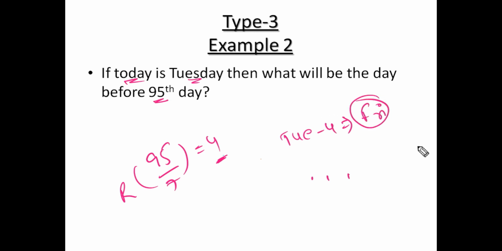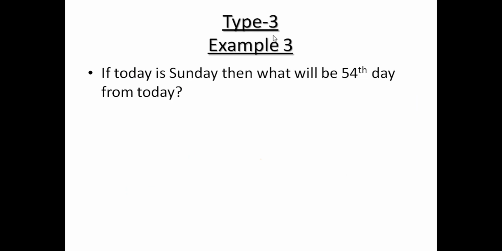Okay, right. Next example in the same type. If today is Sunday, then what will be the 54th day from today? So here, if we directly find the number of odd days in 54 days and add those many days to Sunday, it will give the wrong answer.